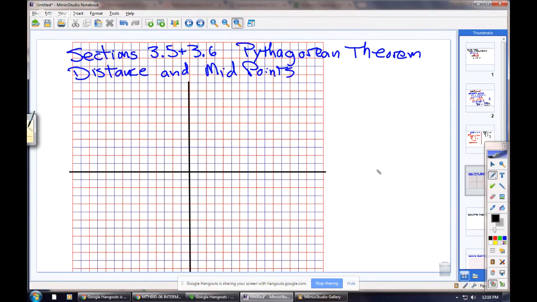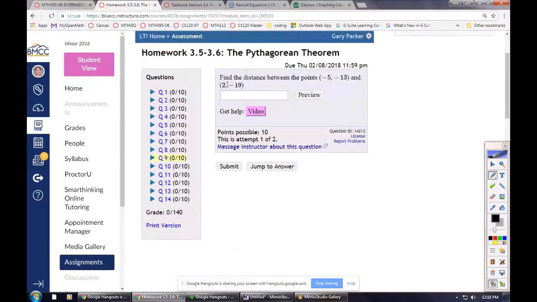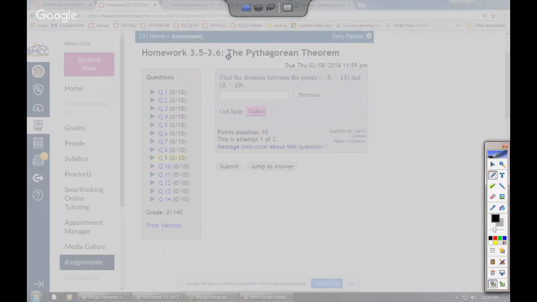Let's take a look at 3-5 and 3-6. Pythagorean theorem, distance, and midpoints. So I'm going to pick a problem from your homework to take a look at. So here I have a problem. I want to find the distance between the point -5, 13 and 2, -19. So I'm going to screenshot that sucker.